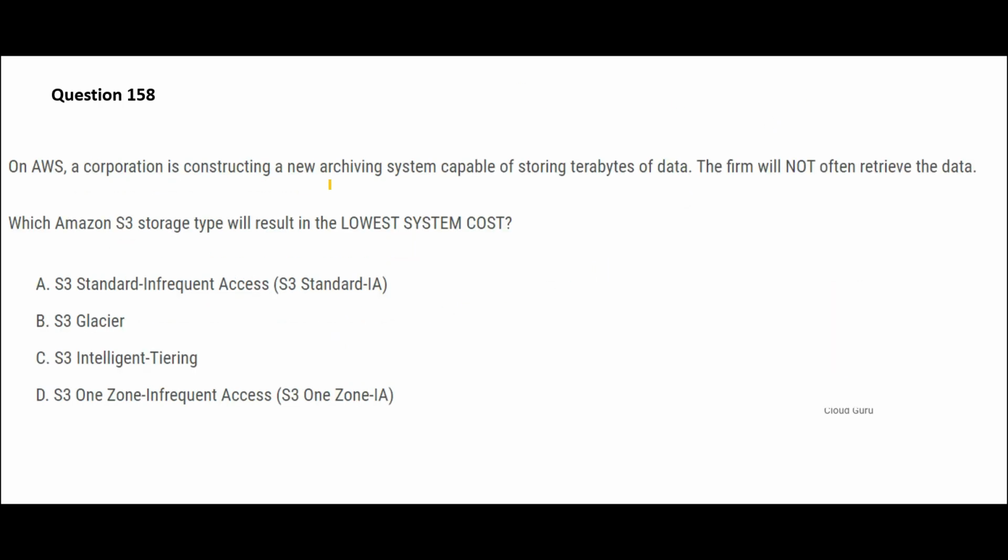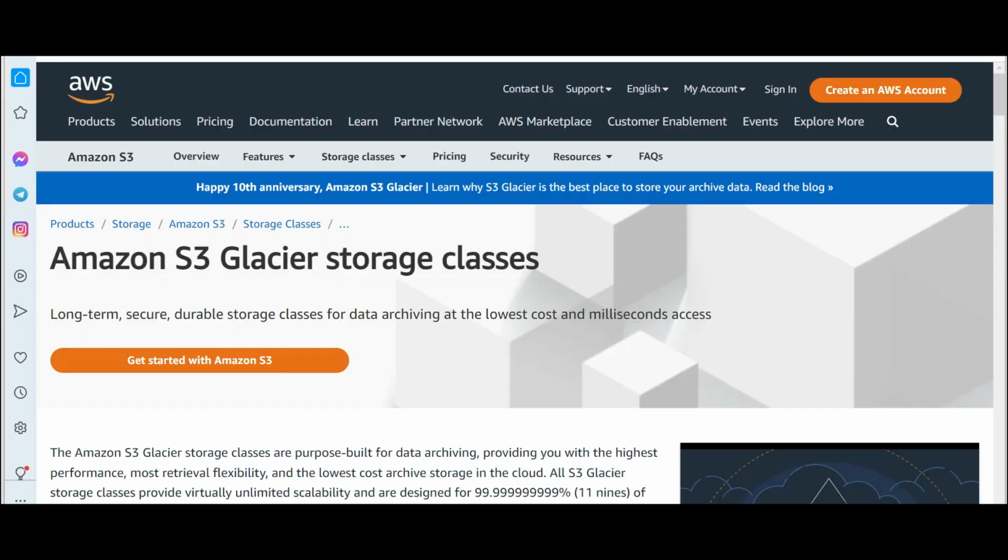Let's look at question number 158. Here we are talking about a corporation that is constructing a new archiving system capable of storing terabytes of data. Whenever you think about an archiving system, you think about S3 storage types. So what should the answer be? The answer should be S3 Glacier storage class. This is a very secure and durable storage class.